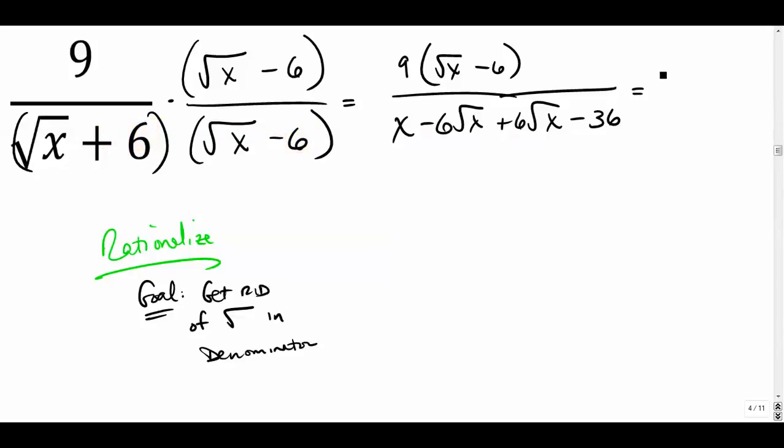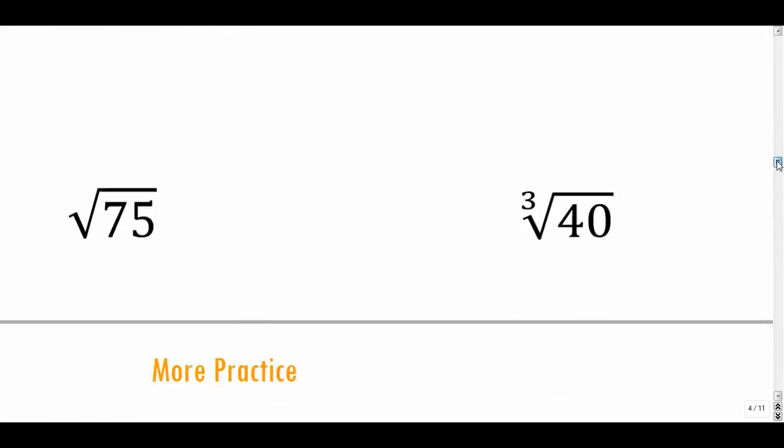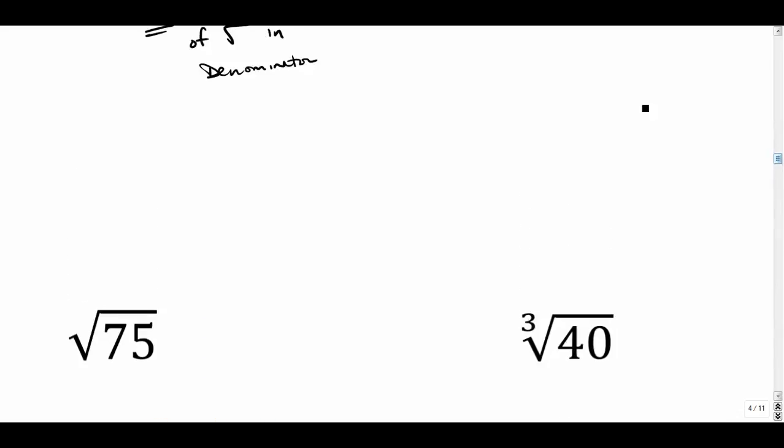So let's simplify. In the top, we have 9 radical x minus 54, a little distributive property there. And right here we have something awesome. This cancels with this, leaving us with just x minus 36. And we would be finished. Again, the whole goal was to get rid of that radical in the denominator, and it worked. Let's try these two.